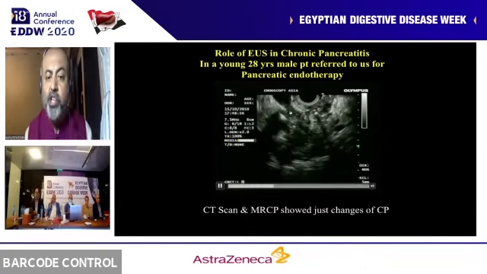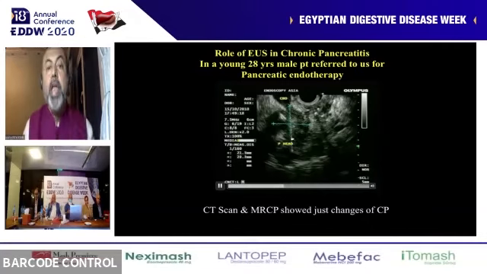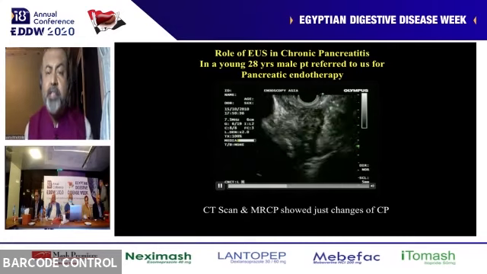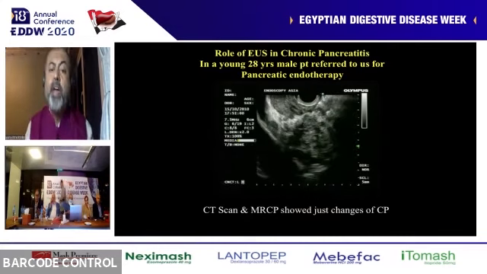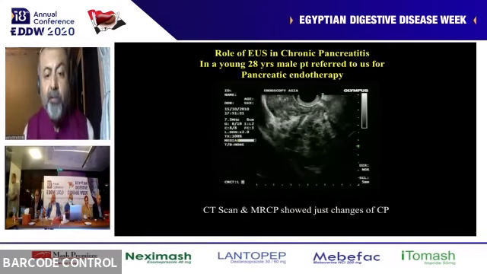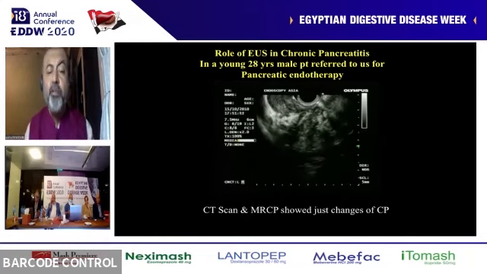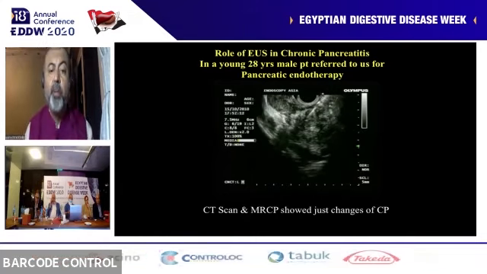So ladies and gentlemen, this is the adenocarcinoma we are looking at here, an irregular tumor in the head of the pancreas. Now we have contrast enhanced EUS, and also we have elastography, which can assist you to differentiate inflammation from neoplasm.